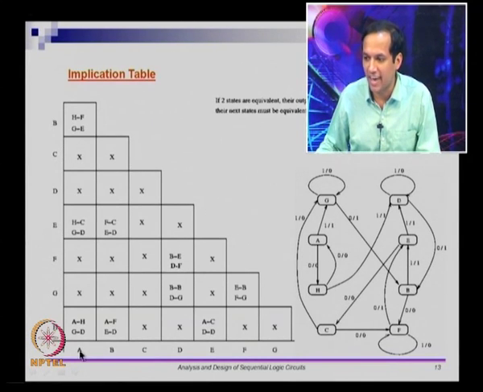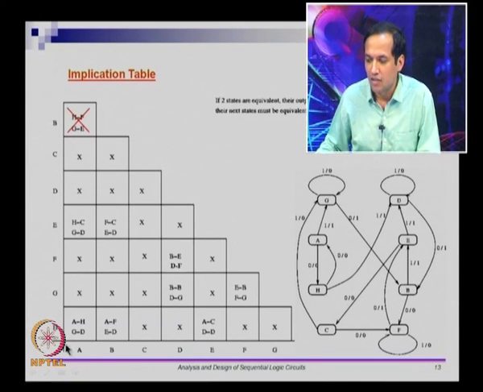So, I go and look at A, right. I go and look at A comma B, right. Then for A to be equivalent to B, H should be equivalent to F. So, let me go and check H versus F equivalence. From this table I already know that H is not equivalent to F. So, if H is not going to be equivalent to F, then A is never going to be equivalent to B. So, I cross that. So, this also becomes an X. A is not going to be equivalent to B.